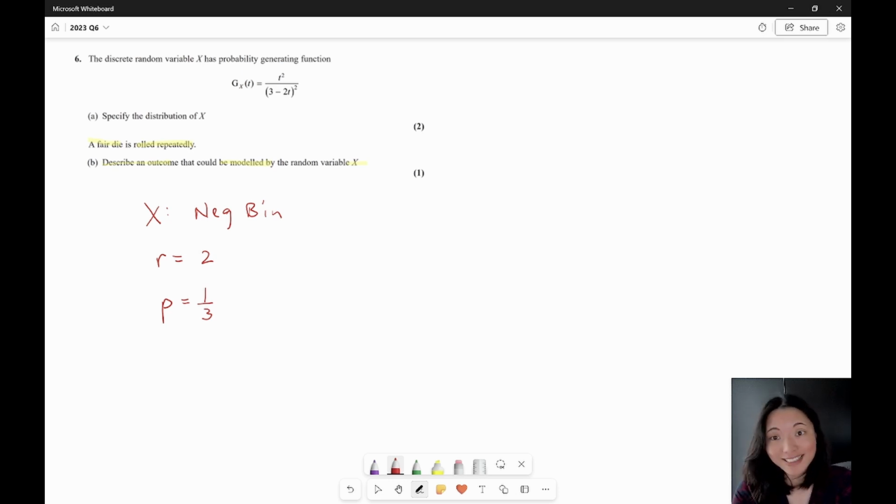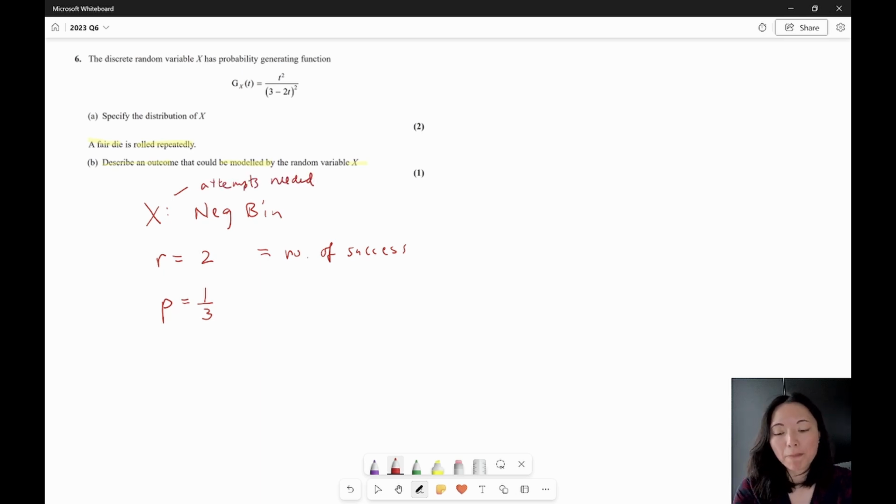We need to know that the definition of a negative binomial distribution with a certain parameter is the number of trials, the number of attempts, needed for us to get a certain number of successes. And the number of successes is defined by the parameter of the distribution, and in this case it is 2. So basically, r is 2, the number of successes, and X is the number of trials, the number of attempts needed.